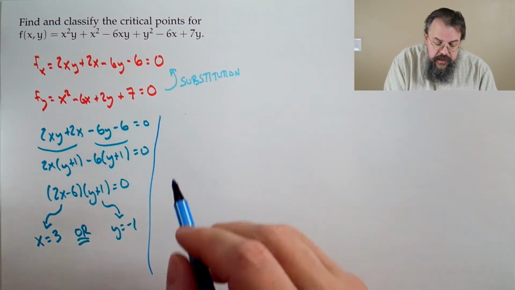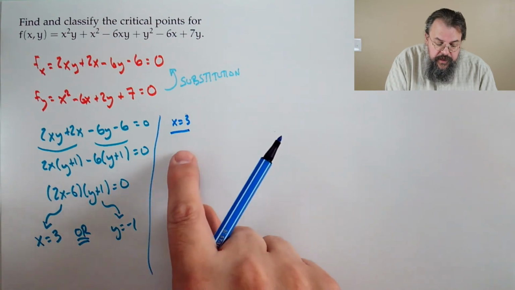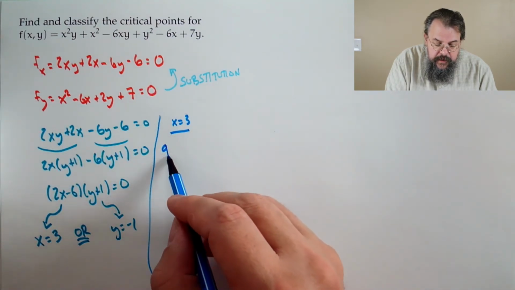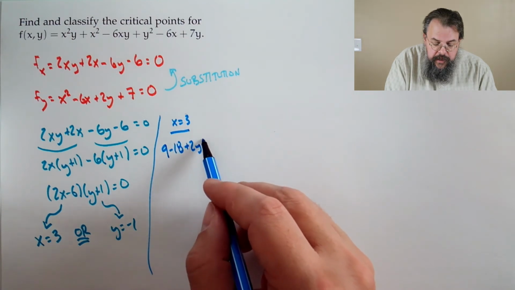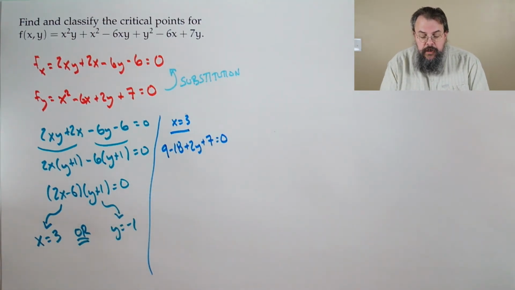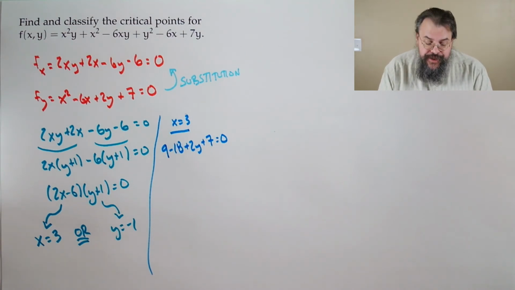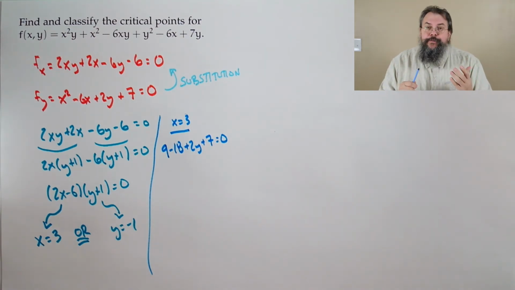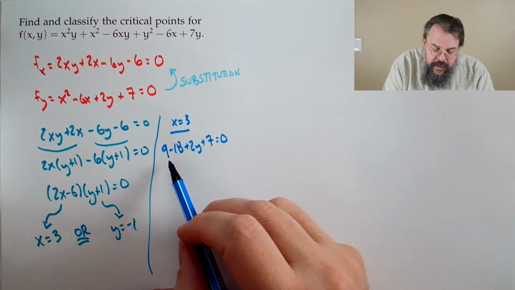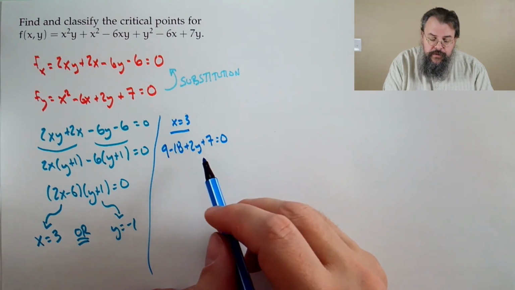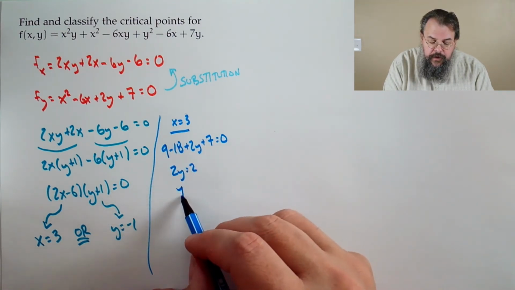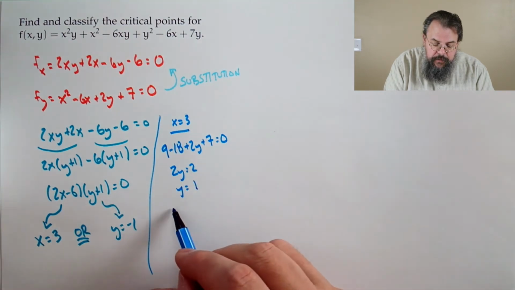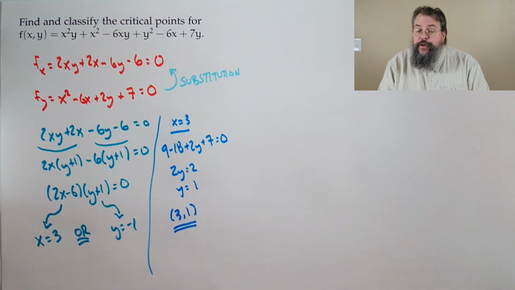So let's go down the x equals 3 track. I'm going to plug in x equals 3 into here. Let's see what happens. We're going to get 9 minus 18 plus 2y plus 7 equals 0. Okay, well, that's looking pretty promising, actually. I think we could probably solve for y, right? Because 9 minus 18 plus 7 is negative 2. Bring it across, 2y equals 2, or y equals 1. And remember, we're in the case where x equals 3. So when we combine that, we get the point 3 comma 1. So that's a critical point.